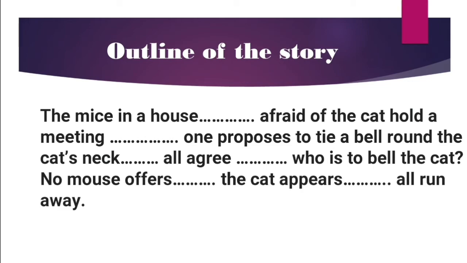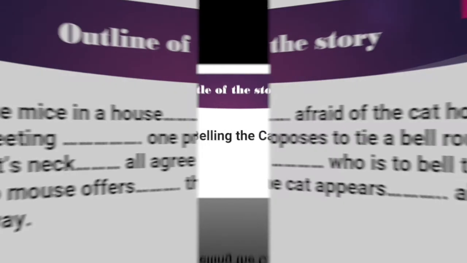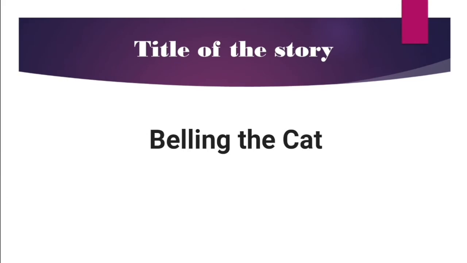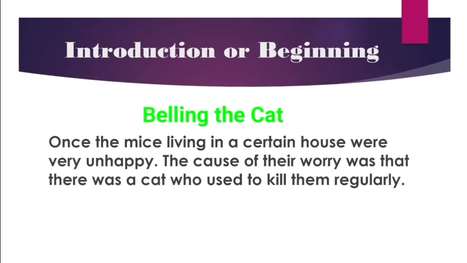Now we have to follow the instructions which we already have learned. This is going to be the title of the story, Belling the Cat. We can see here how we have used the title casing while writing a title. B is capital here, then C is capital here. Now let's see the introduction or the beginning.